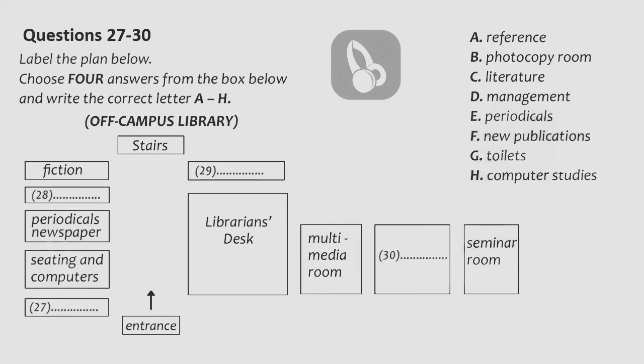Now, if you want to photocopy something, where do you go? I think I remember. Isn't it one of the rooms after the entrance on the right? Yeah. It's between the multimedia room and the seminar room. They're all behind the librarian's desk. What about the toilets? For those, you have to go downstairs. That's where the computer studies section is too, for some reason. Let's get on with the next question.